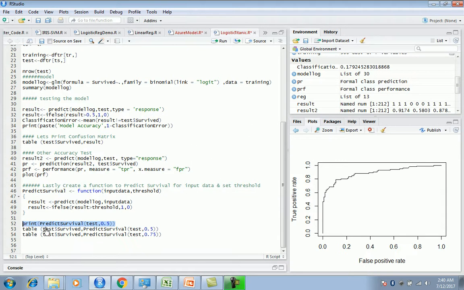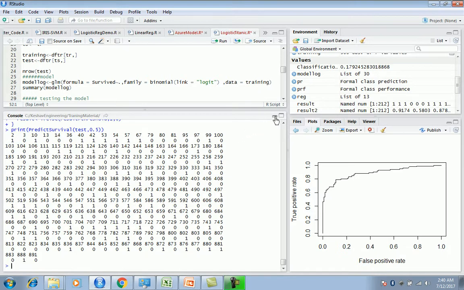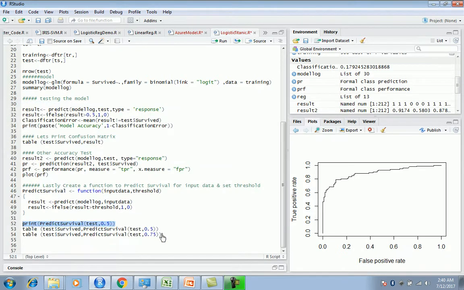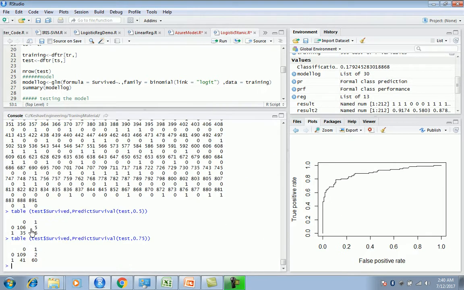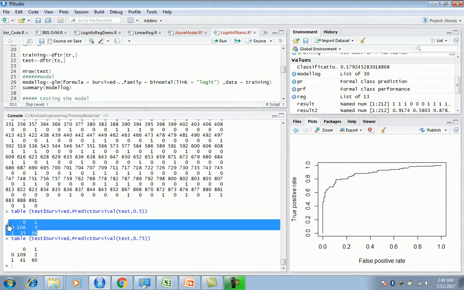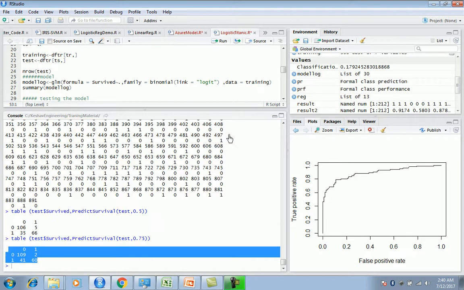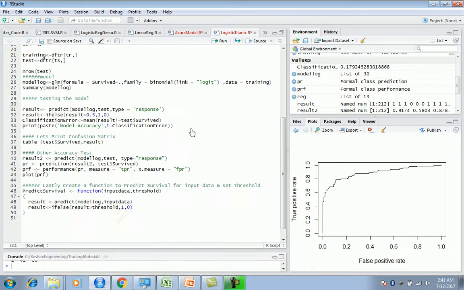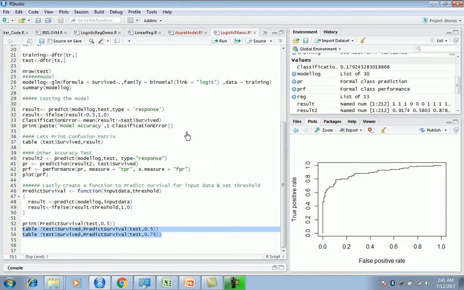This table, let's try to print it for 0.5. This function is printing fair enough. Let's try to draw two tables and see how consistent it is. So with 0.5 as a threshold input, this is the kind of result that I'm getting, while with 0.75 this is the kind of result I'm getting. So it depends basically on what is the threshold that you are interested in and what is your classification criteria based on which you will consider the person to have survived or not survived.